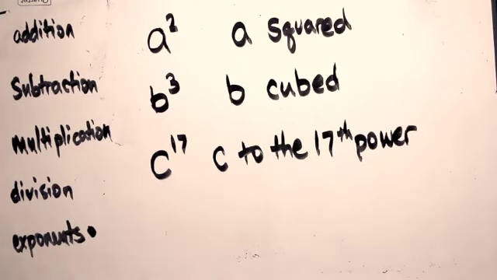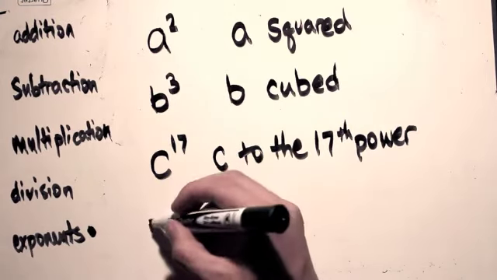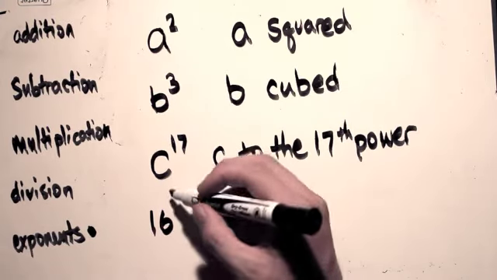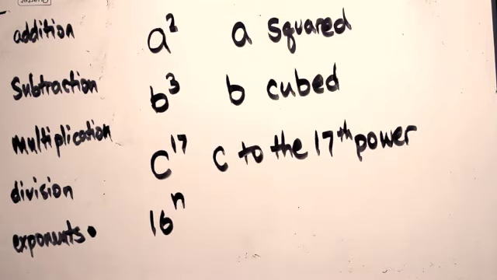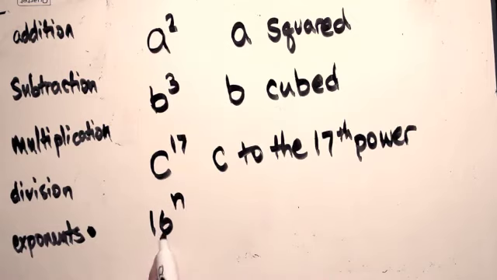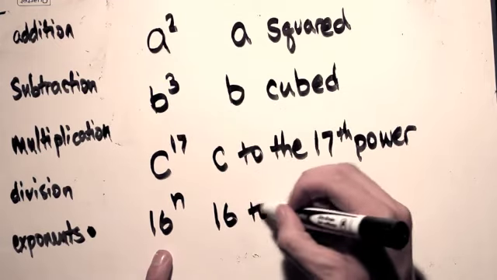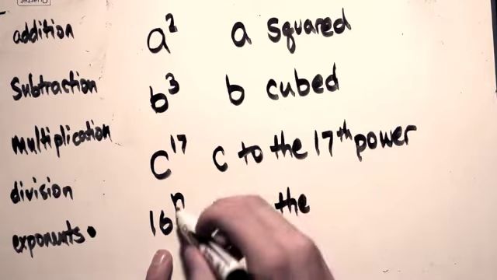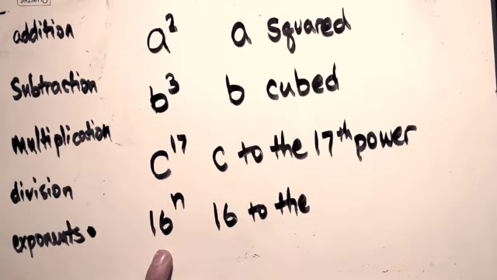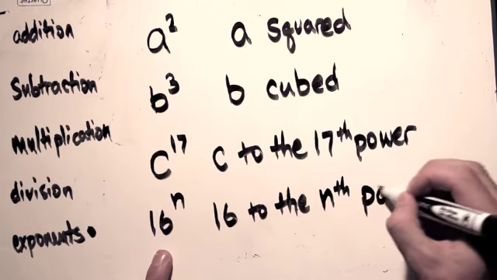Now, there's one more thing that we'll look at. We could also have a variable in the exponent. What if we had 16 in the base, and then we had n as the exponent? Well, just like this example before it, look where the c is, 16 is in the same place as the c. So we'll write 16 to the, and the n is in the same place as the 17th, so what we'll say is the nth power.